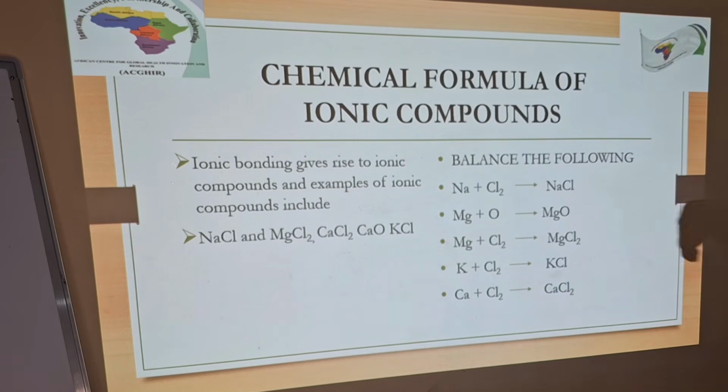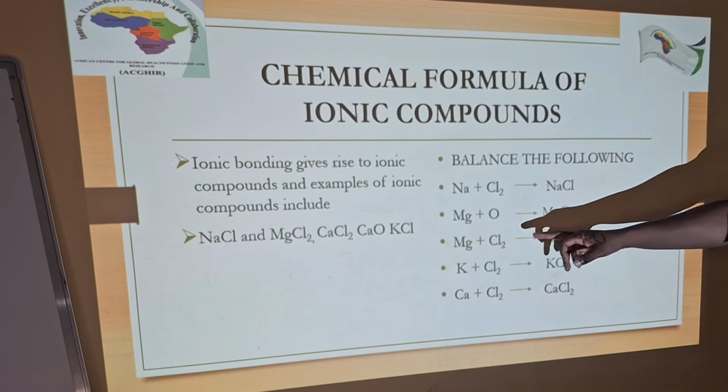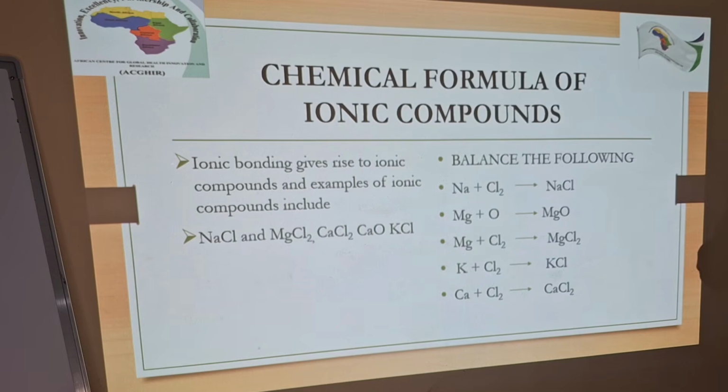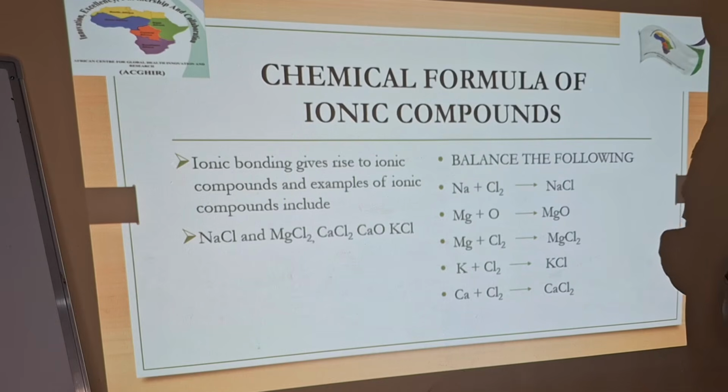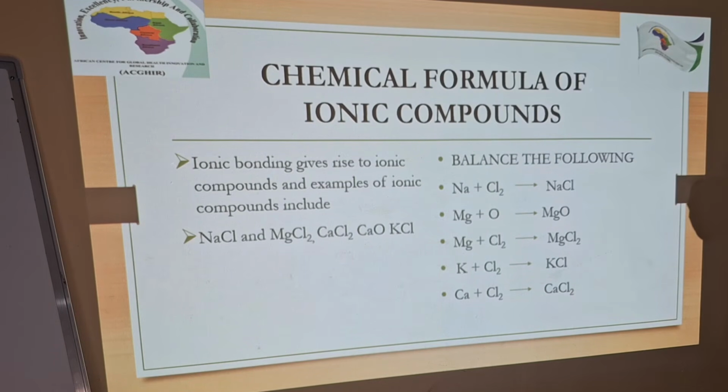Sodium plus chlorine to give us sodium chloride, magnesium plus oxygen to give us magnesium oxide, magnesium plus chlorine to give us magnesium chloride, and potassium plus chlorine to give us potassium chloride. Lastly, calcium plus chlorine to give us calcium chloride.